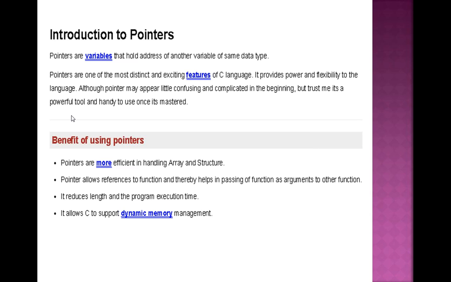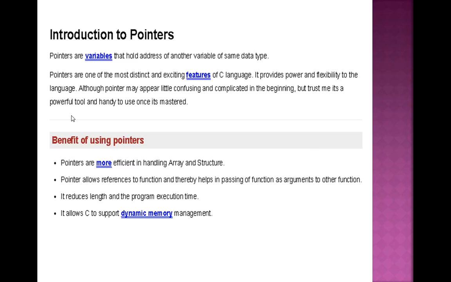Then, what are the benefits of using pointers? Pointers are more efficient in handling arrays and structures. As we have discussed right now, structures. Pointers are more efficient to use with arrays, whenever there is more than one element, and with structures, whenever there is a user-defined data type.